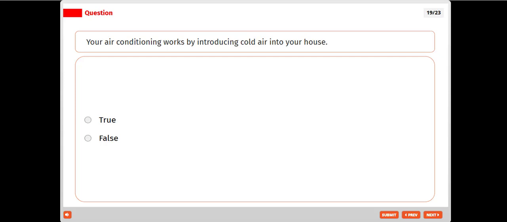Your air conditioning works by introducing cold air into your house. True. Okay, here in the United States, it works by throwing air outside, but in countries with hot climates, this one will be correct. Here in the United States it will be false.